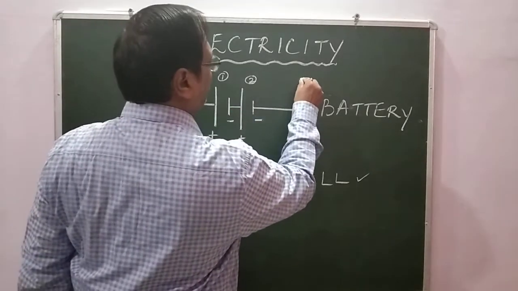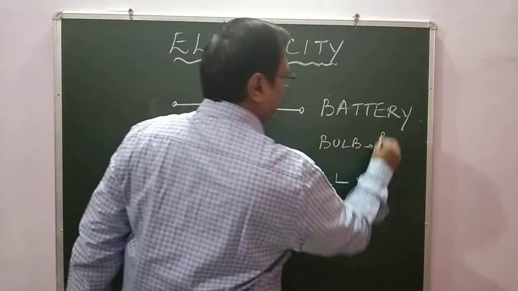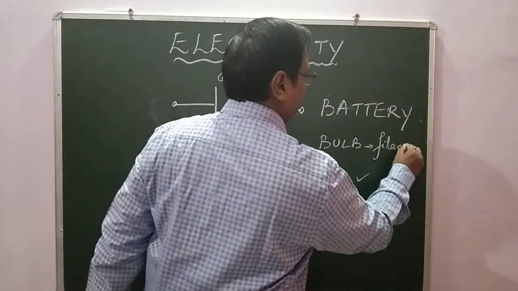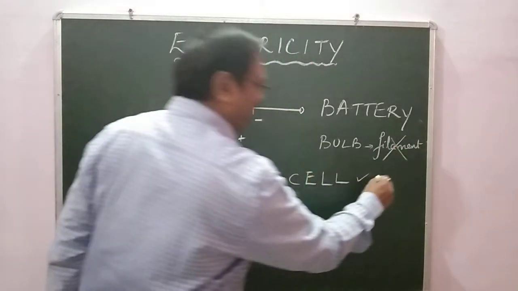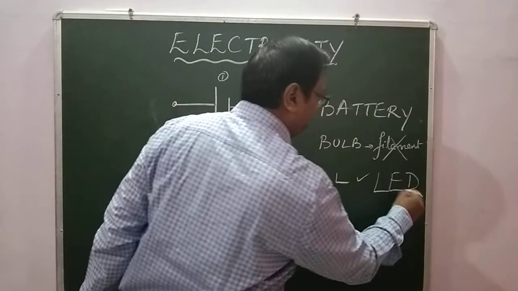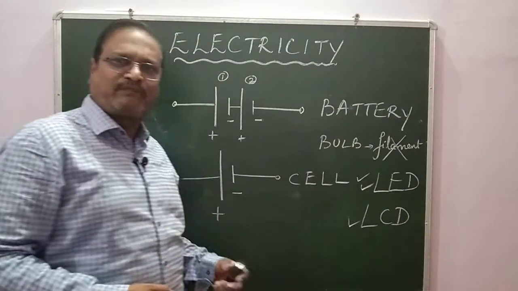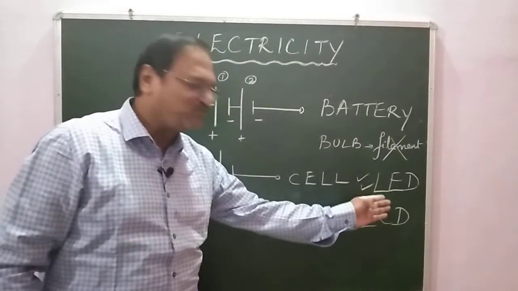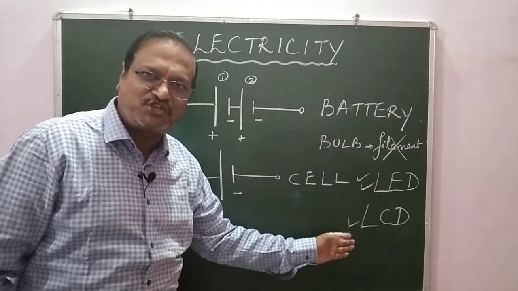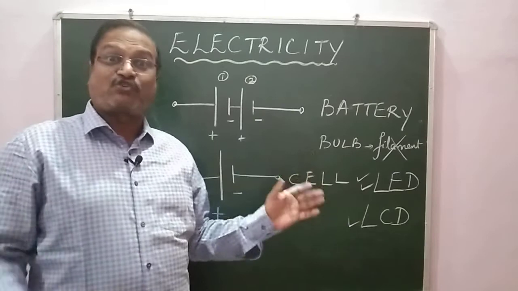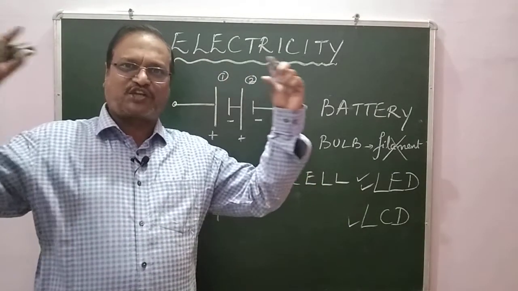In olden days we had bulb with filament. Nowadays this is gone. Nowadays we have LED bulb, LCD bulb. All new things have come. Why? Because we need to save energy. We need to save electrical energy. The old bulb is called incandescent bulb, or also called fluorescent tube light.